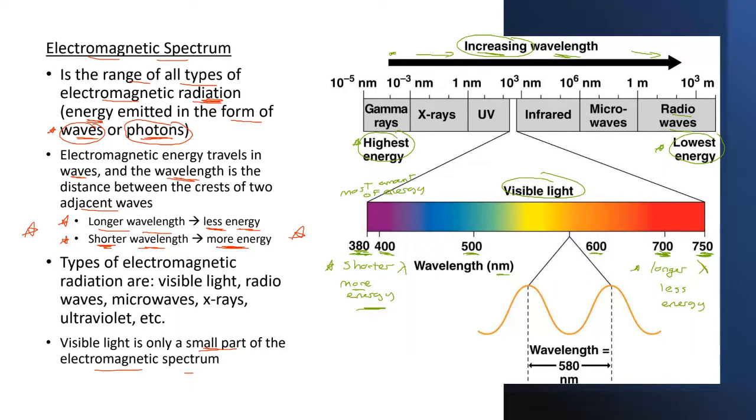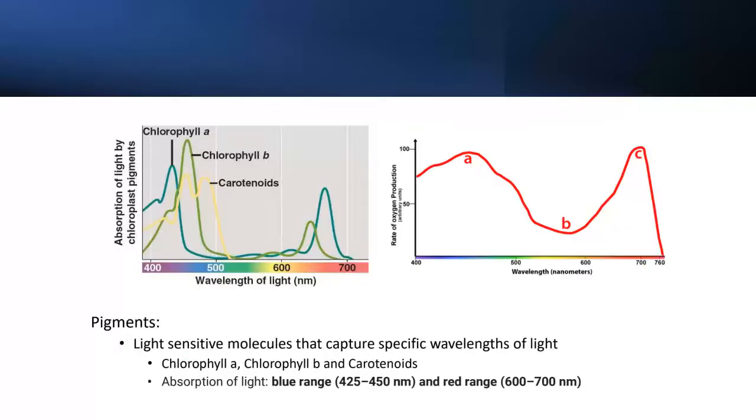Now, why do we have to talk about this energy, the electromagnetic spectrum, or wavelengths? Because let's look at this. Plants absorb energy, right? Plants absorb visible light. Plants are going to be absorbing certain types of wavelengths.